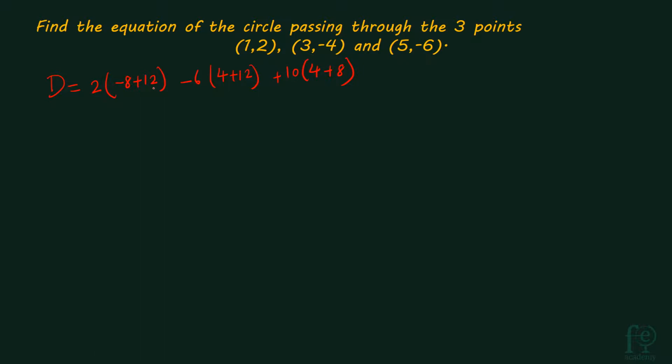D is equal to 2 into minus 8 plus 12, minus 6 into 4 plus 12, plus 10 into 4 plus 8. So which will be giving you 2 into 4 minus 6 into 16 plus 10 into 12. So which will be giving you 8 minus 96 plus 120, which will be 32. So D we got as 32.